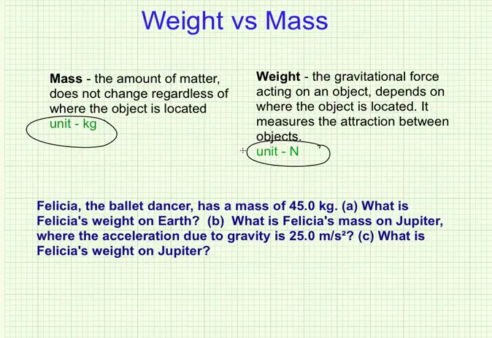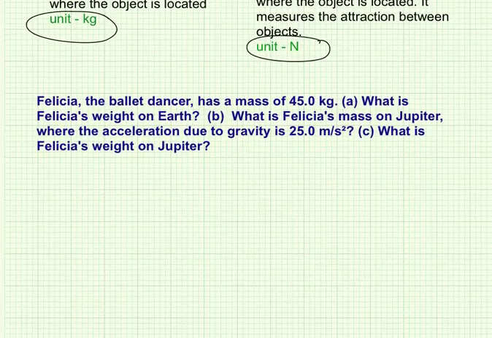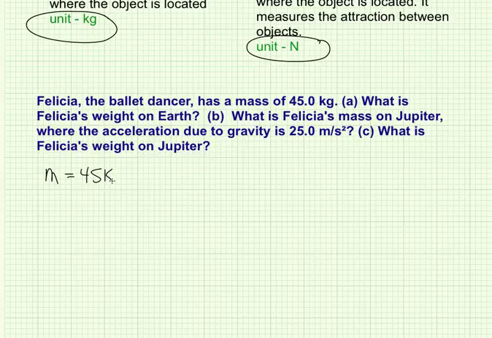So let's take a look at a couple of calculations. We've got Felicia, our ballet dancer, who has a mass of 45 kilograms. So if we wanted to find Felicia's weight on Earth, we know that her weight equals her mass times the acceleration due to gravity.